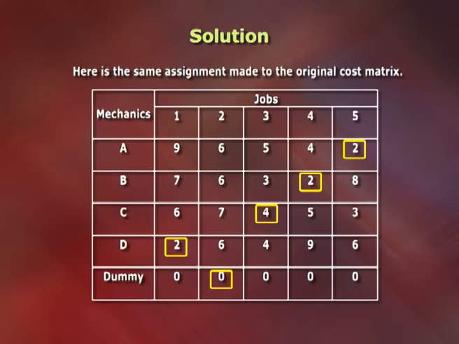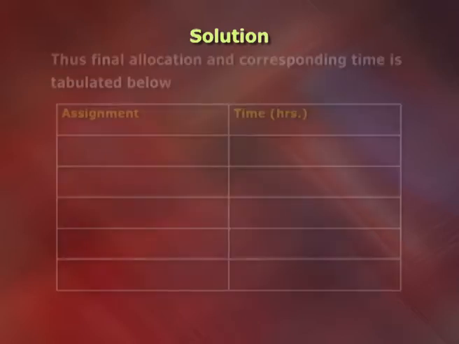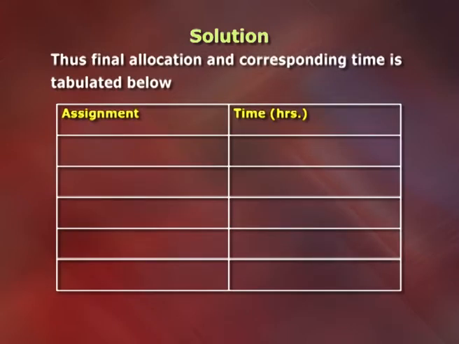Here is the same assignment made to the original cost matrix. So, this is the table that we originally had in the question. According to the positions that we get in step 4, we have assigned in this table. Thus, final allocation and corresponding time is tabulated below.